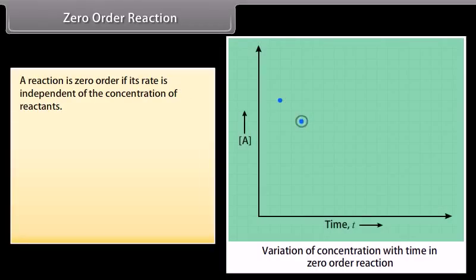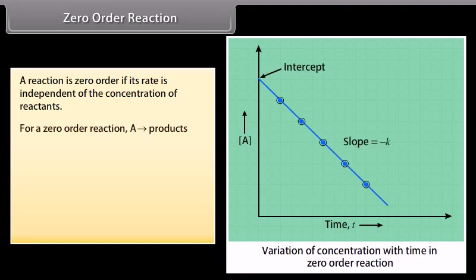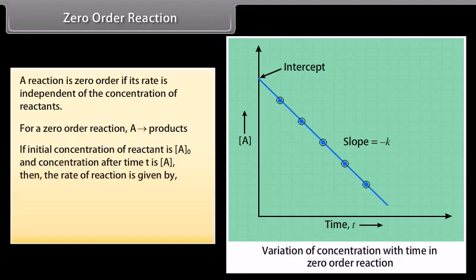Zero-order reaction. A reaction is zero-order if its rate is independent of the concentration of reactants. For a zero-order reaction, A is changing into products. If the initial concentration of reactant is [A]0, and concentration after time t is [A], then the rate of reaction is given by: minus d[A] by dt is equal to the product of k and [A] raised to the power 0, which is equal to k. It can be written as d[A] is equal to minus k dt.